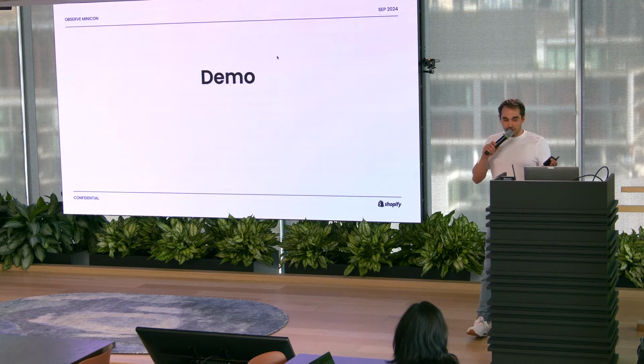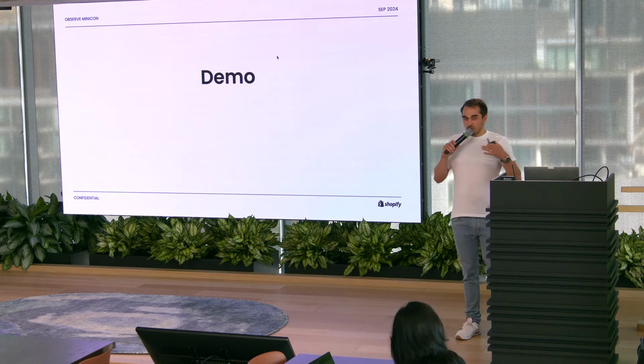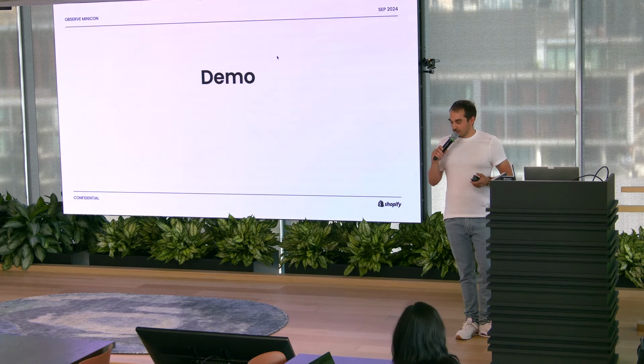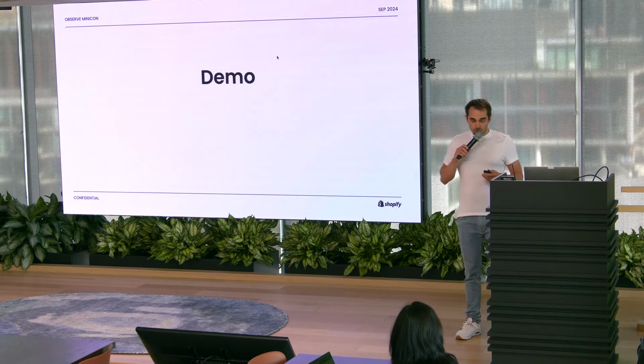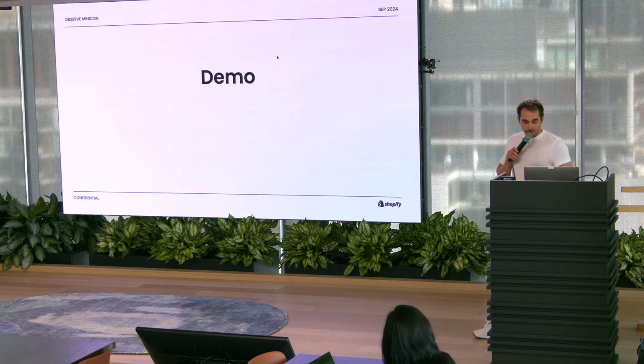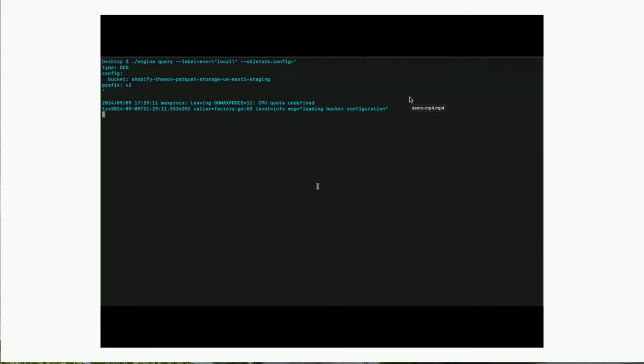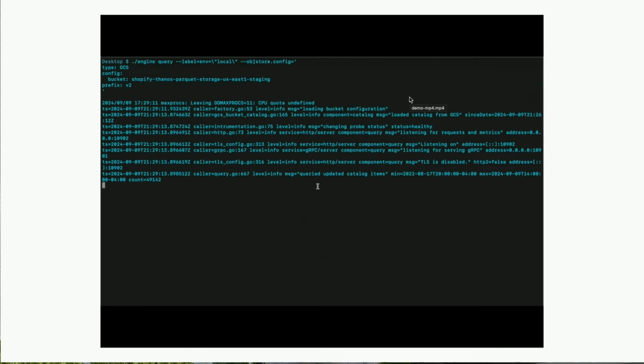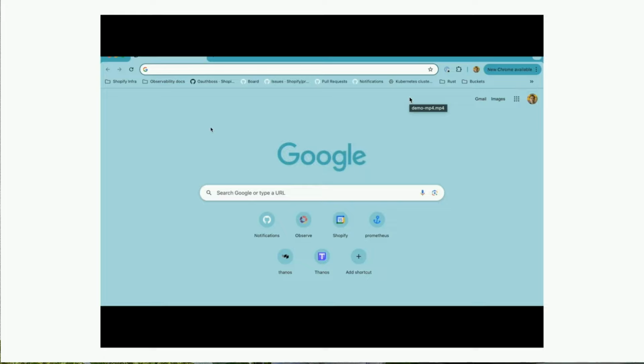What I recorded is this: I ran a querier on my local laptop against the staging bucket, and executed the query across multiple points in time, and I just wanted to show you what that experience looks like. This is me just starting the querier. It takes a few seconds and downloads the catalog file.